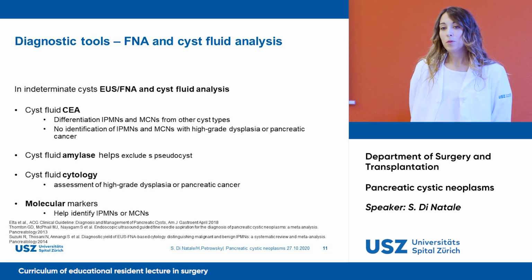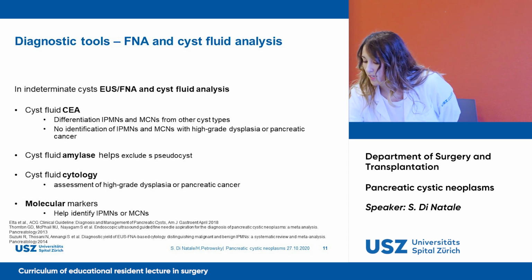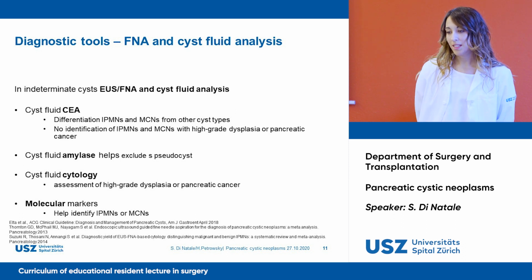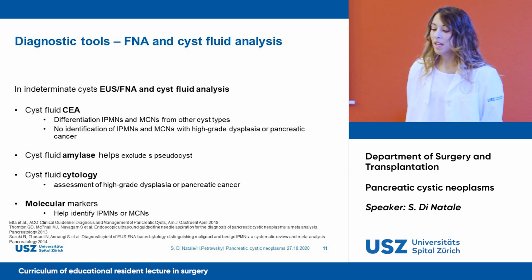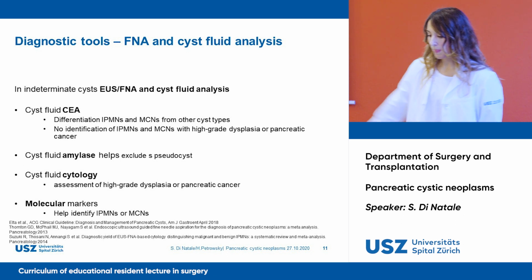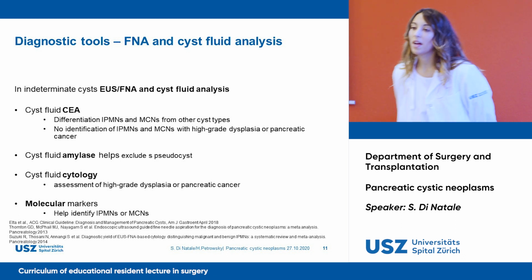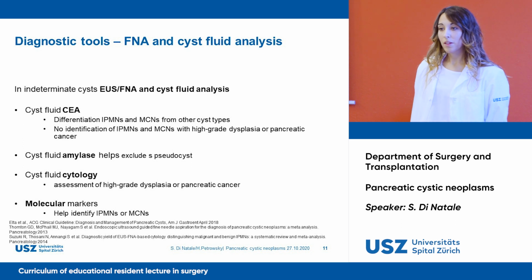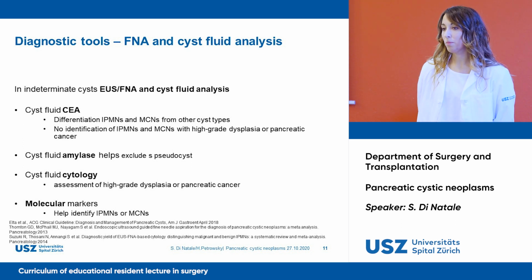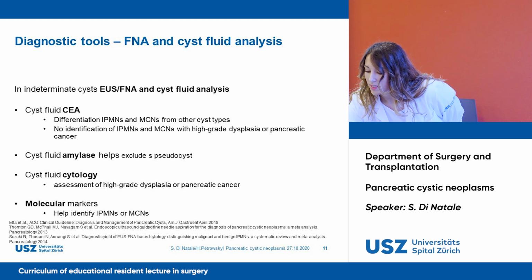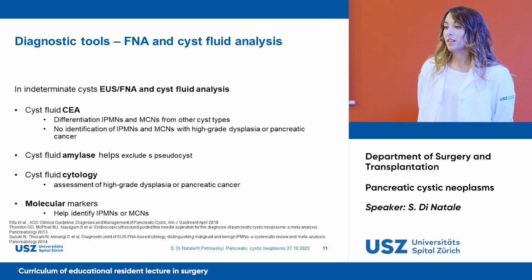The most commonly used cyst fluid marker is CEA, which was found to have a pooled specificity of 93% and sensitivity of 63% in differentiation of IPMNs and MCNs from other cyst types. The cyst fluid amylase may be helpful if the presence of a pseudocyst wants to be excluded, with a very low amylase level excluding a pseudocyst in about 98% of the cases. The cyst fluid CEA is not helpful in identifying high-grade dysplasia or invasive cancer.